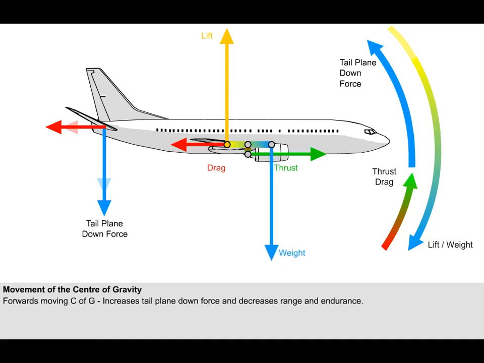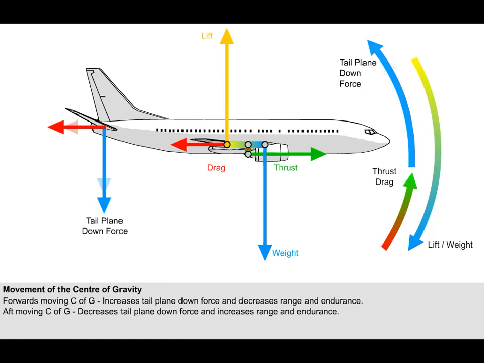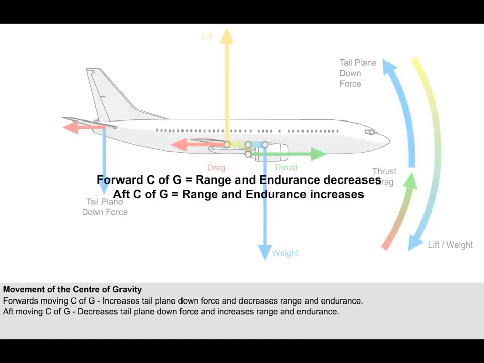If the center of gravity moves aft, the strength of the lift-weight couple is decreased because the arm of the two forces is now shorter. This decreases the nose-down pitching moment. To balance the nose-down pitching moment, less tailplane downforce is needed to maintain level flight. Reducing tailplane downforce reduces drag and effective weight, which will increase both the aeroplane's range and endurance capability.